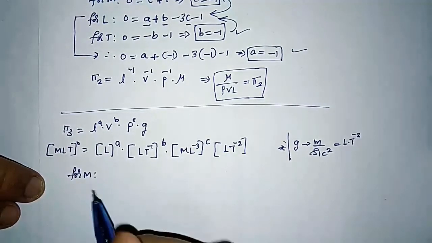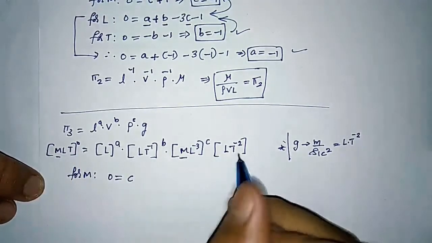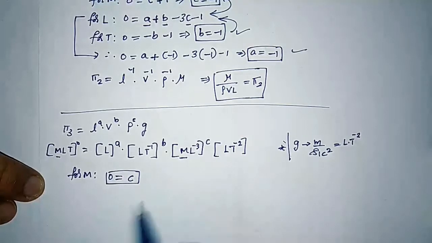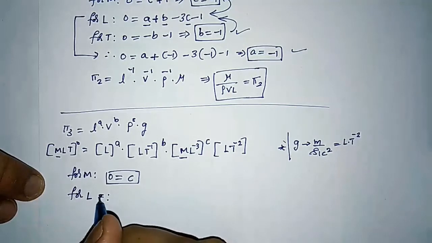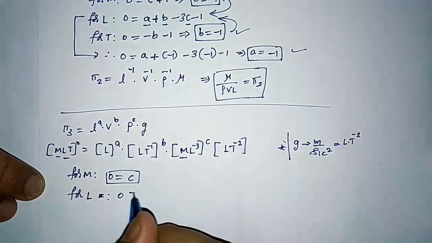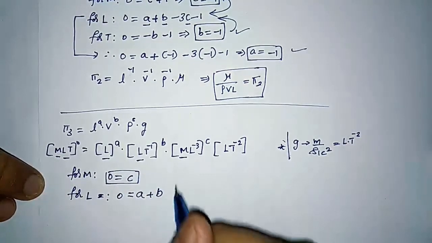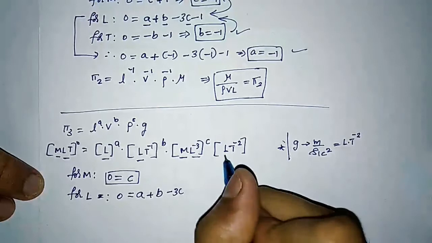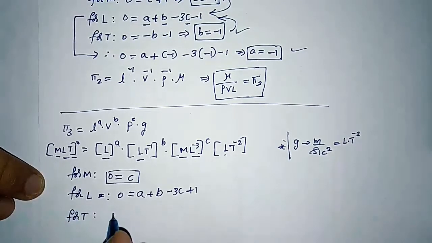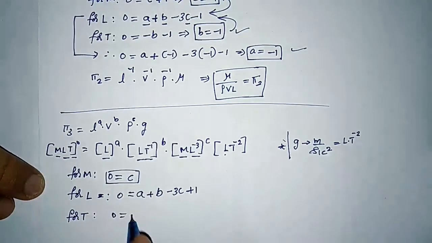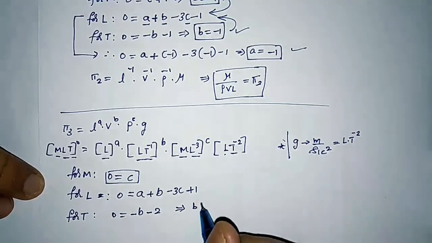Next work is comparing the powers starting with M. Left side 0, right side it is C, so C value is 0. Next for L, left side it is 0 again, that is equal to A, B minus 3 into C plus 1. Next for T, left side it is 0, right side it is minus 1 into B minus 2. So B is minus 2.